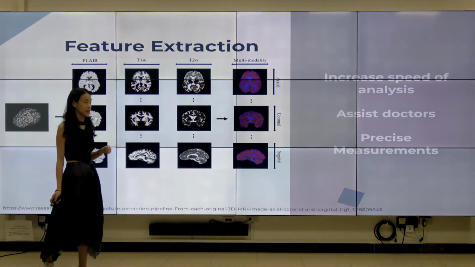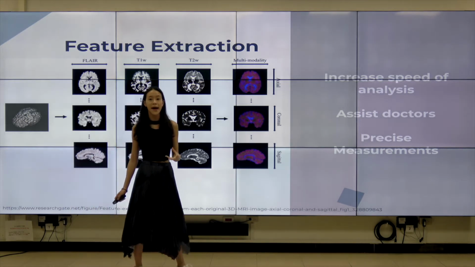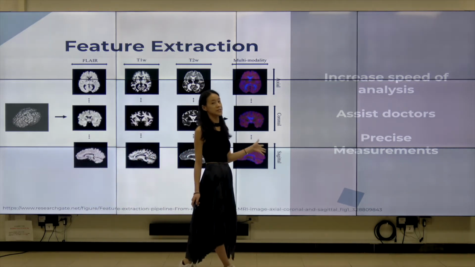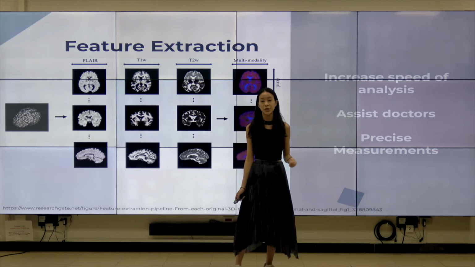Second part to it, let's look at feature extraction. So the impact of prognosis and feature extraction is actually very similar to the tumor boundary. It will increase the speed of analysis.